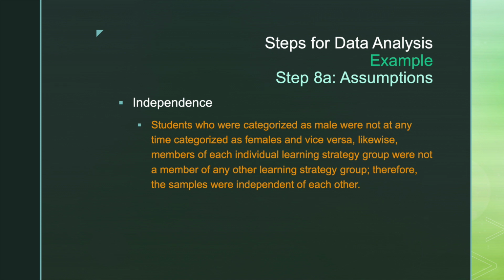So what I mean by that is that someone who was categorized as a male was never at any point categorized as a female, and vice versa. Likewise, people within each learning strategy group were never a member of any of the other learning strategy groups. So therefore, we can say that the samples were independent of each other.